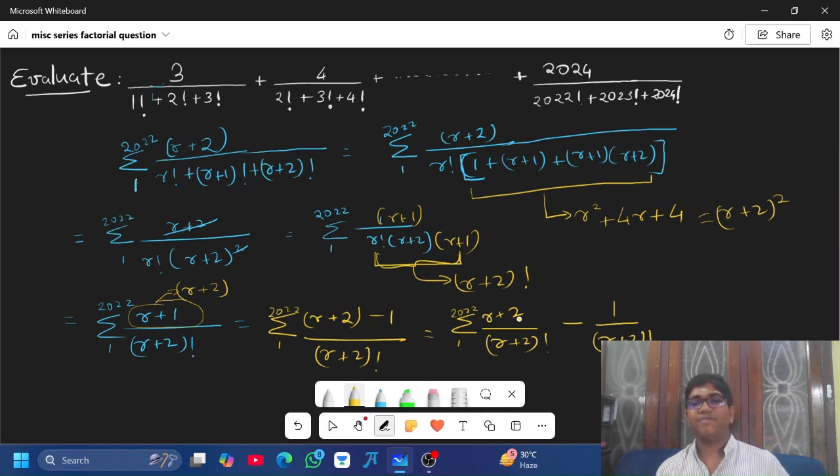See, with this step you have already reached your answer, because r plus 2 upon r plus 2 factorial can be simplified to 1 upon r plus 1 factorial. Consecutive terms, note, r plus 1 factorial, r plus 2 factorial. So we have an understanding that it will cancel out.